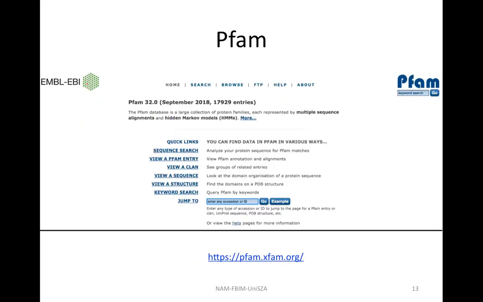Pfam. Pfam is a database containing a large collection of protein families, each represented by a multiple sequence alignment and hidden Markov models. The Pfam database classifies protein families according to profiles, which are patterns that evaluate the probability of appearance of a given amino acid and insertions or deletions at every position in a protein sequence.